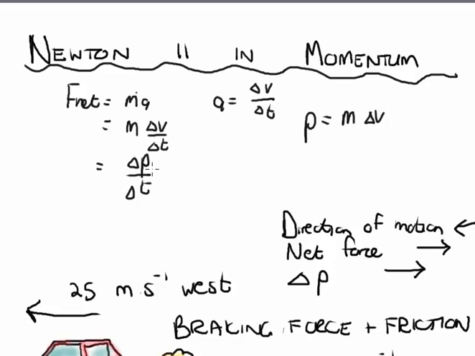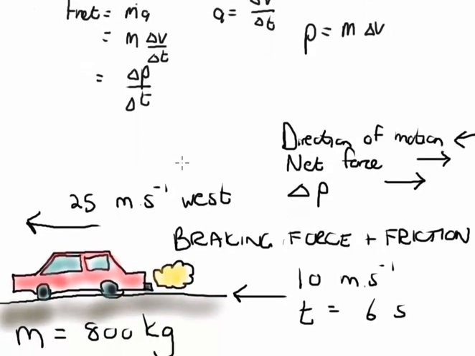So I'm going to focus on an example where we have velocity and momentum of an object, and we're going to see what happens here. I've got a question where there's a car that is at the moment moving at a velocity of 25 meters per second. The direction is given as west. Then there will be a braking force and a friction force that will work on the car.